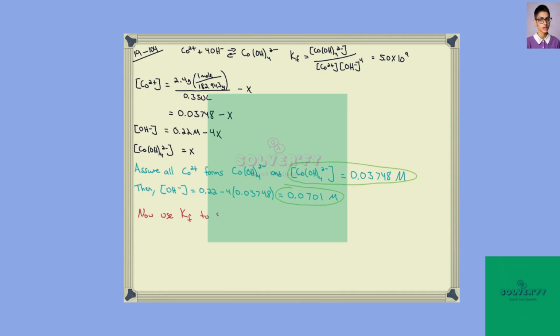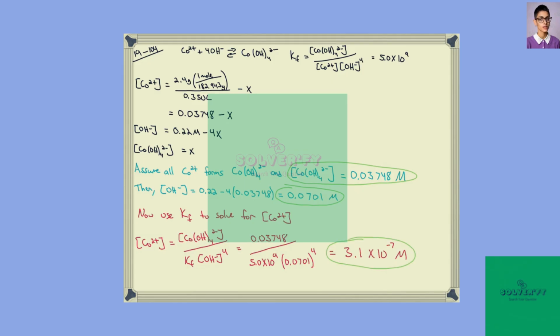So if I rearrange this expression, my cobalt concentration will be simply equal to the complex ion concentration divided by Kf times hydroxide raised to the 4th power. I plug in these concentrations that I calculated and the Kf value provided, and I can solve for my cobalt 2+ concentration, which will be equal to, at equilibrium, 3.1 times 10 to the negative 7. So these then become the equilibrium concentrations for the 3 species requested.